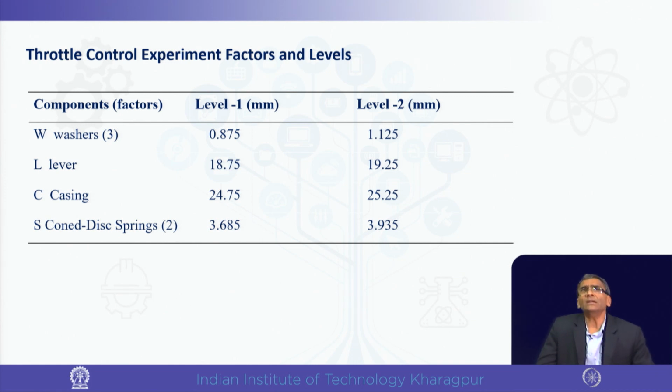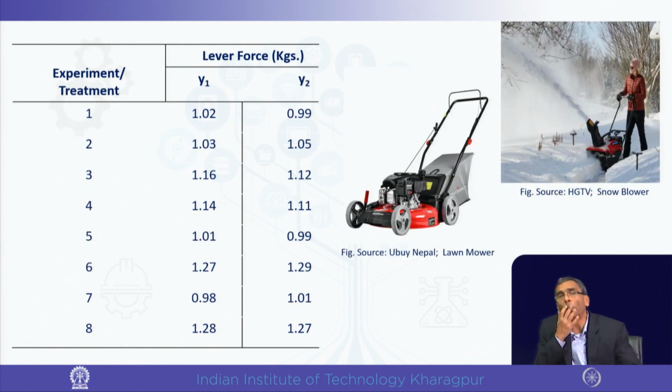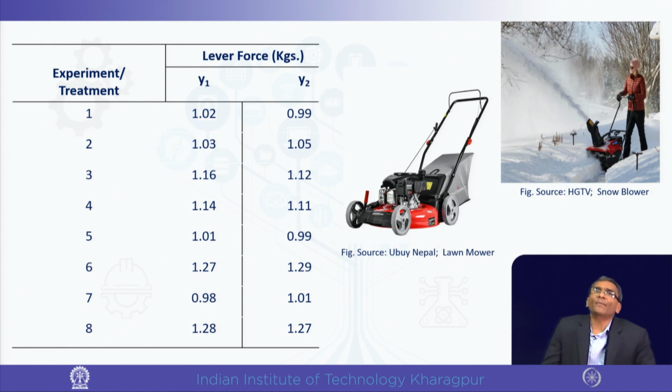Similarly, it has been done for all components, the minimum and maximum, where for lever and casing it was 0.25. You can see the nominal value for lever was 19. So, 19 minus 0.25 is 18.75 and that is 19.25 on the higher side. Casing was 25, so it is 24.75 on the lower side and 25.25 on the higher side. Similarly, for cone disc spring, etcetera. So, these are the minimum and maximum values. Now, with this we run the experiment.